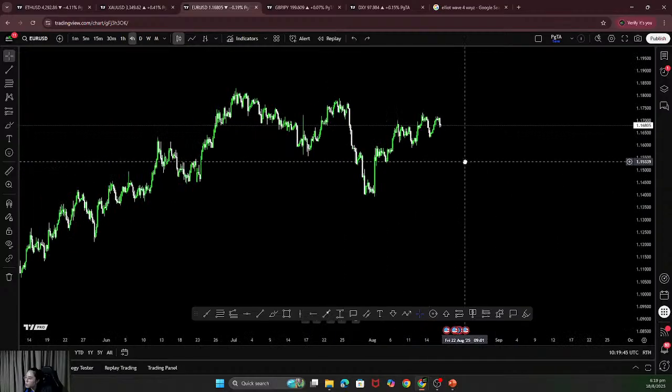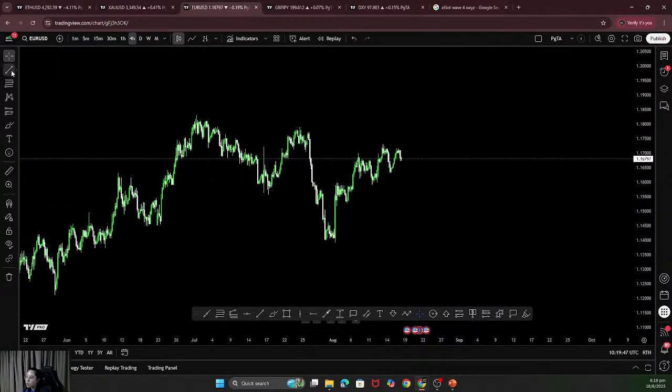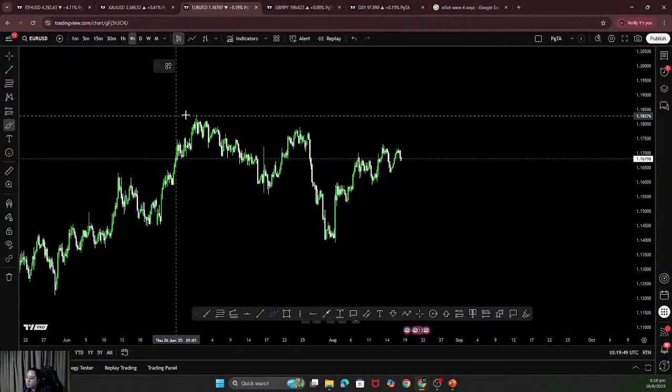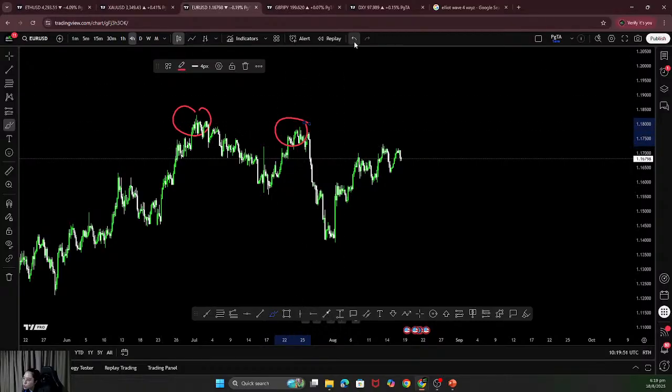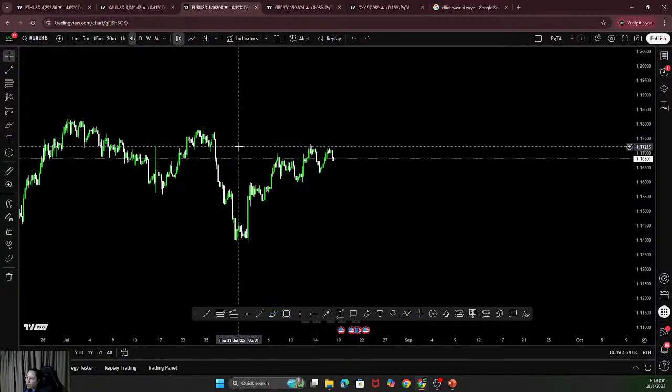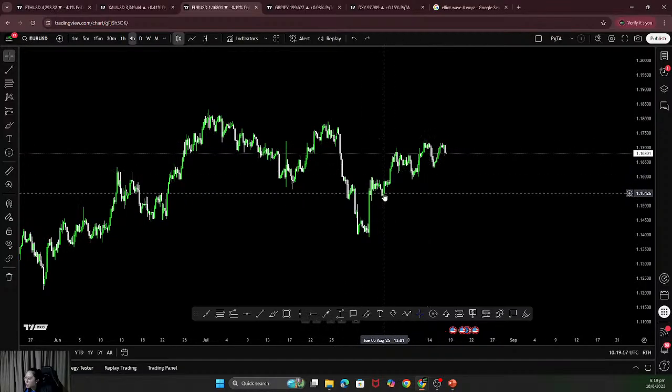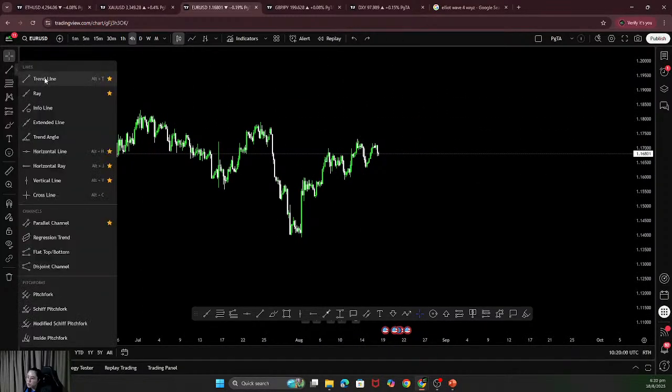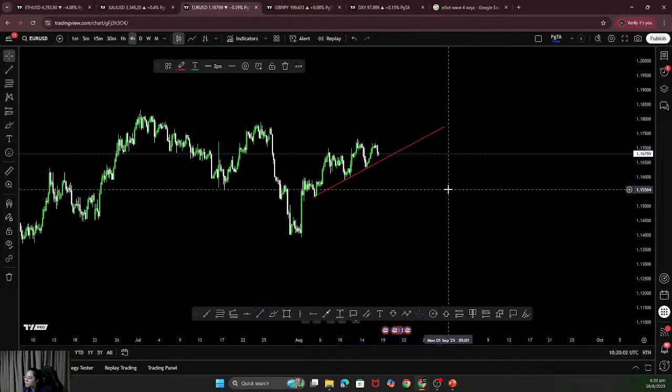Or if you want to be safe, wait for the breakout of all these highs, and then you can confirm that it's an uptrend. But at this current point in time, it's just a bias that we are on an uptrend, okay?